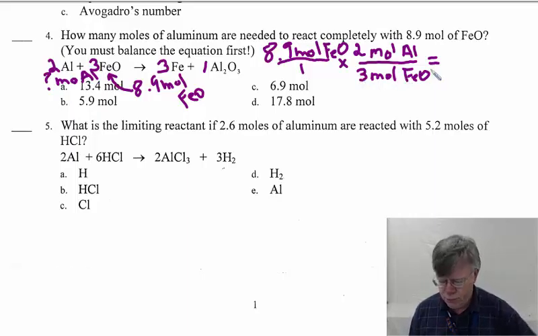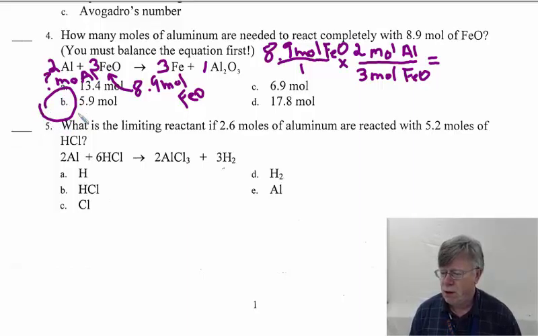In the calculator, I'm going to put in 8.9, which is really close to 9, times 2 equals, divide by 3 equals, about 6 moles. Let me do that one more time. 8.9 times 2 equals, divide by 3 equals, 5.9 moles. So the answer is going to be B here, 5.9 moles.